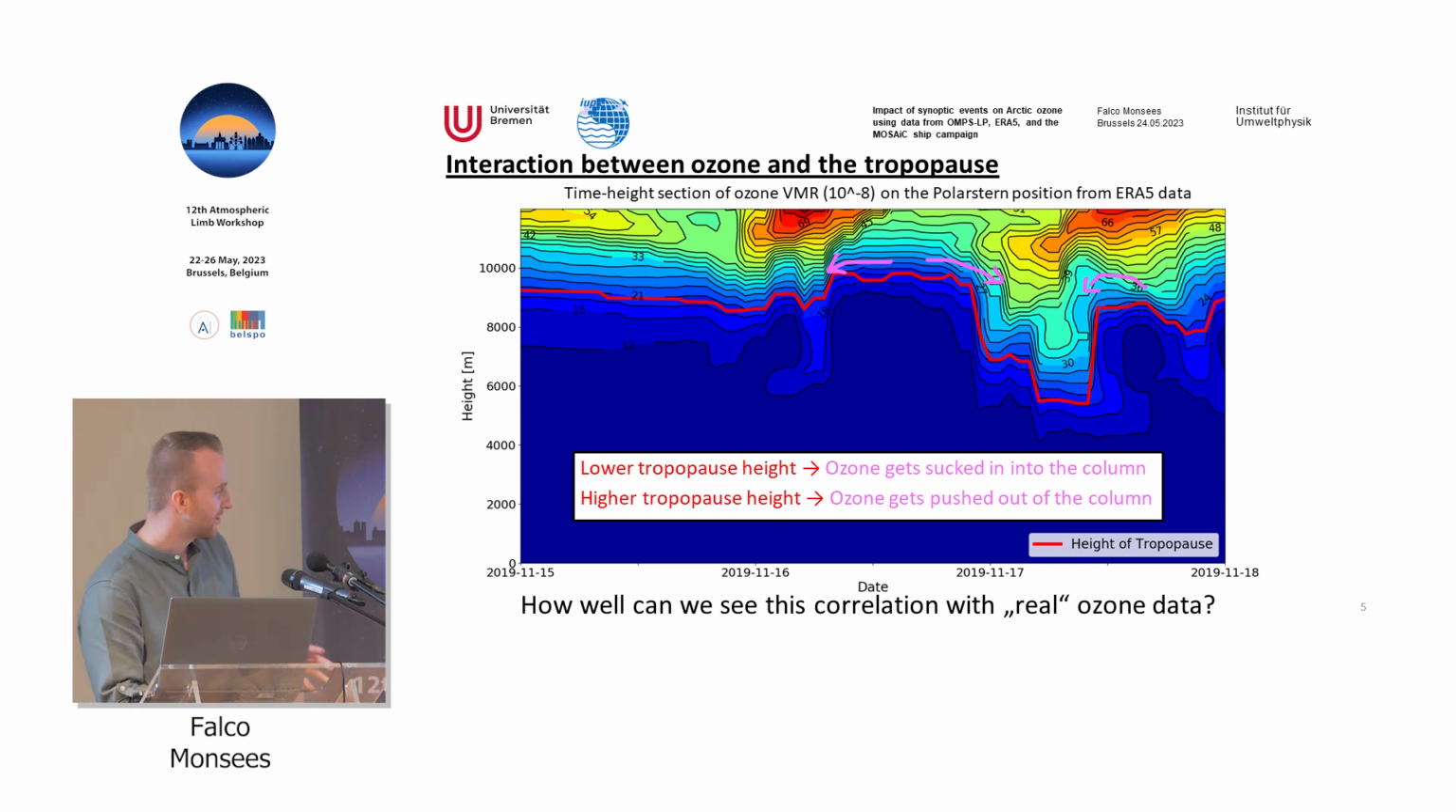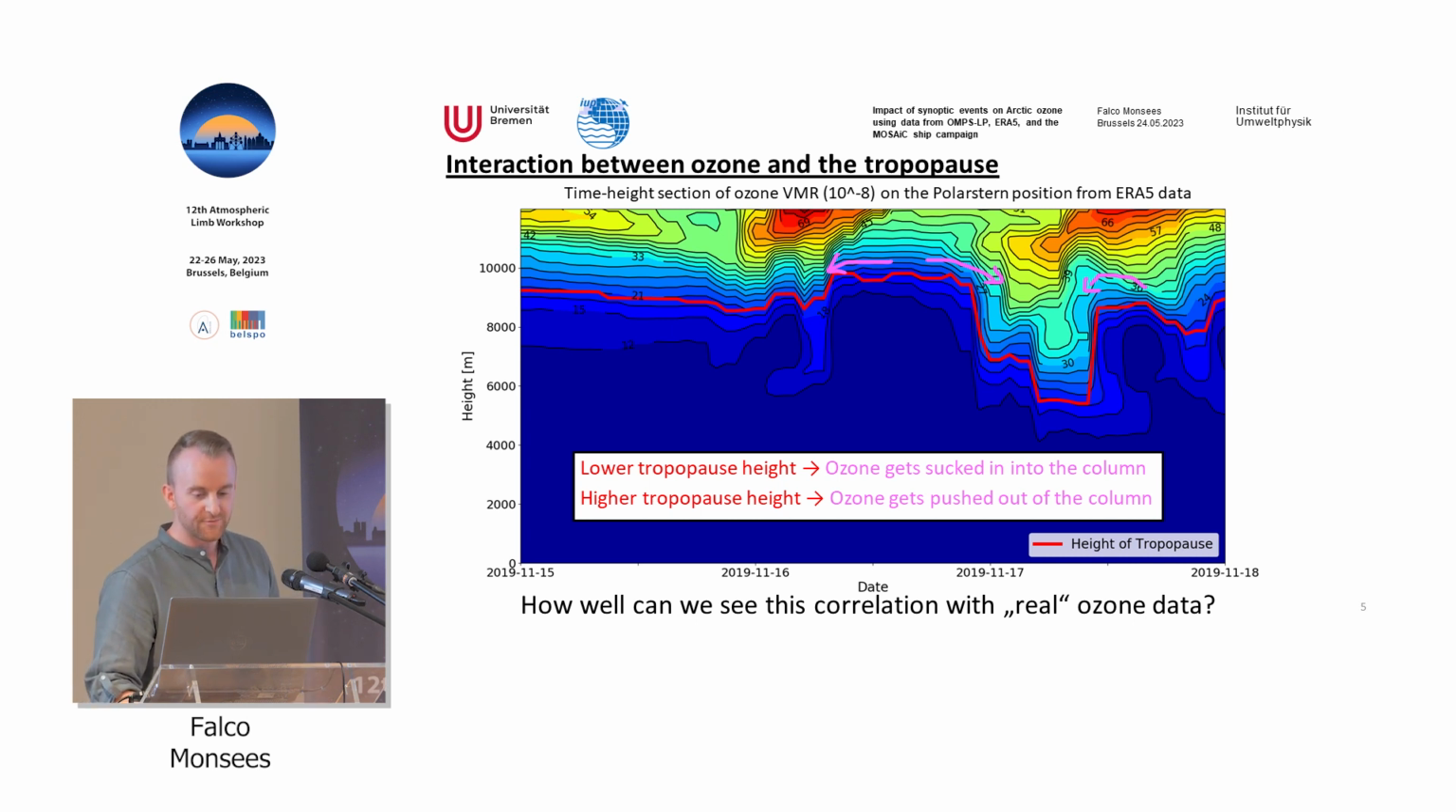To start off with the analysis, here you can see a time-height section of the ozone volume mixing ratio at the Polarstern position from the ERA5 data for a cyclone event that happened in November 2019. Here the cyclone event happened, and you can see the influence of the cyclone, the low pressure area, on the tropopause. The tropopause is lowered in this case. Then we are using the tropopause as a measure for the synoptic event, so we can compare the tropopause and the ozone as a measure.